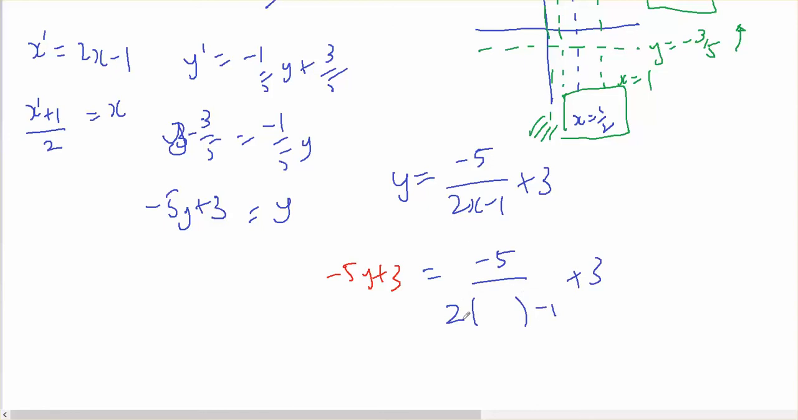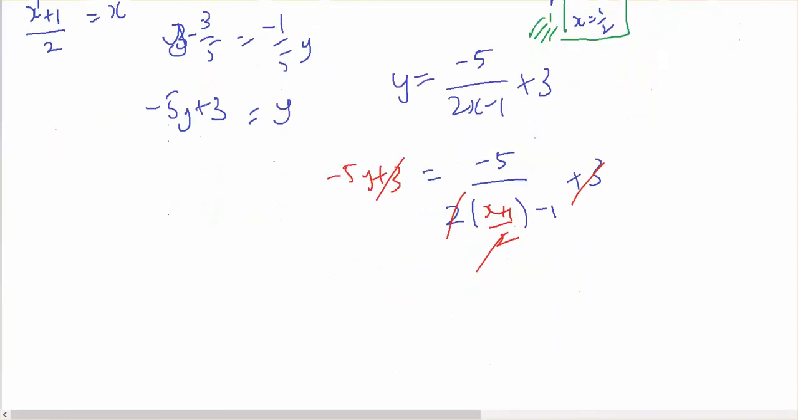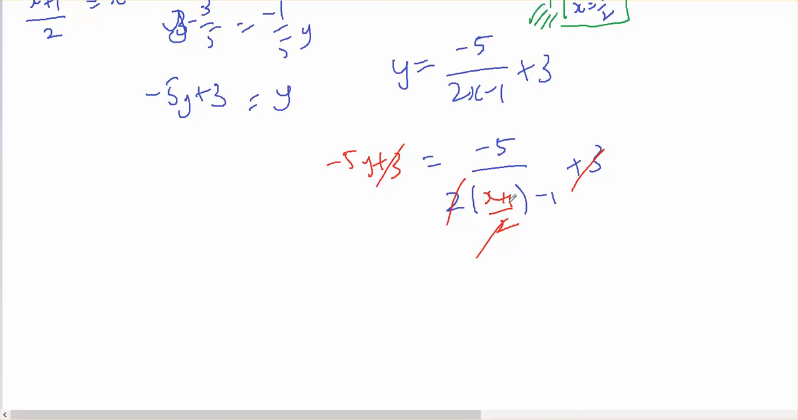And I substitute and I get (x plus 1) all on 2. Notice the 2's will cancel. The plus 3 and the 3 will cancel. The x plus 1 minus 1 will give you 0. The negative 5's will cancel to leave x equals 1 on x, and that's exactly what I want.